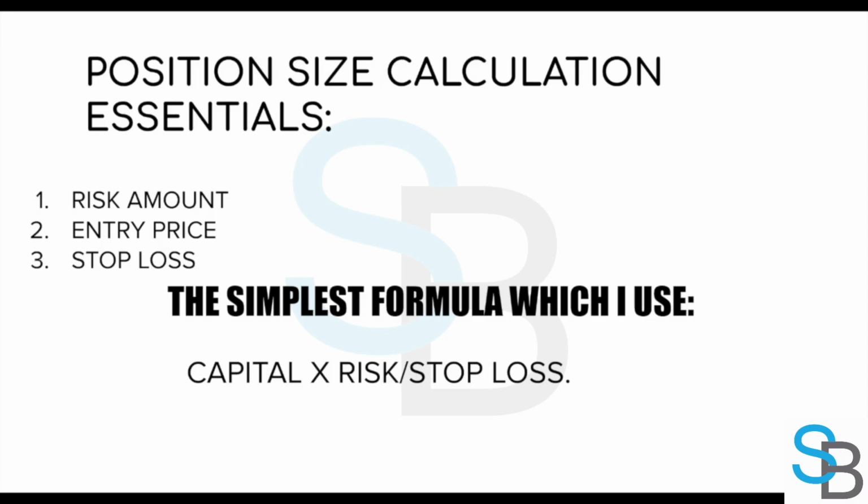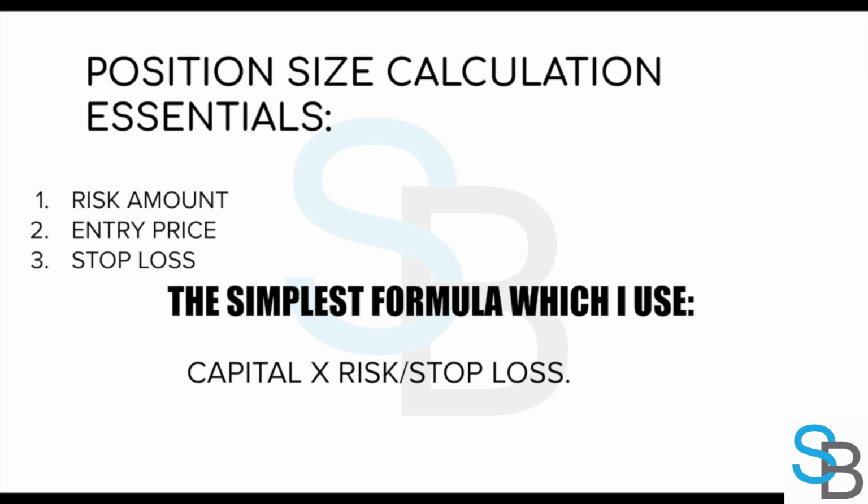Position size calculation essentials. We need three things to determine the position size. Your risk amount, how much of your capital you are risking per trade, your entry price, where you are buying or selling, and your stop loss. These things are mandatory for position size calculations. The simplest formula which I use is your portfolio size multiplied by the risk you are willing to take per trade, divided by stop loss, and you will have the position size. Simple as that. People have made this so complicated.